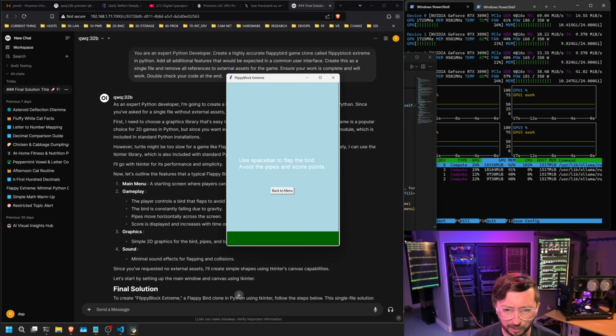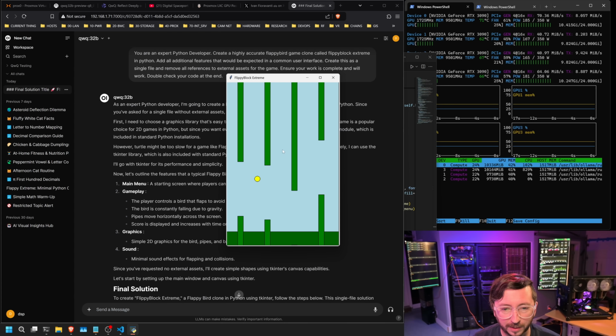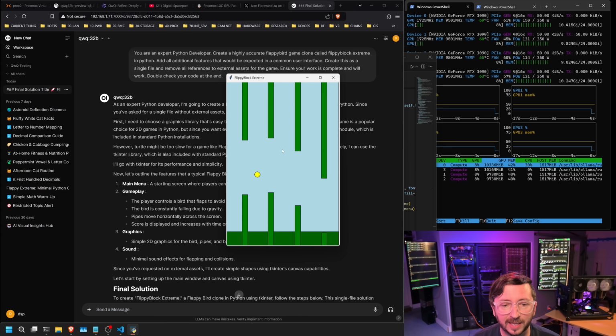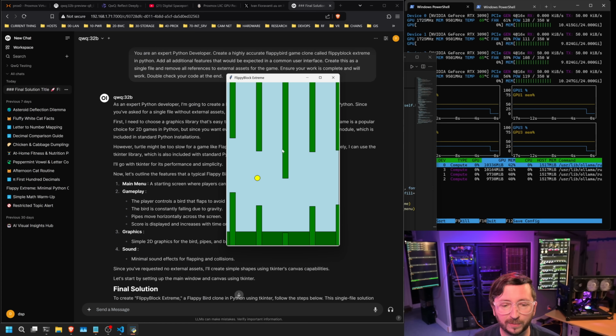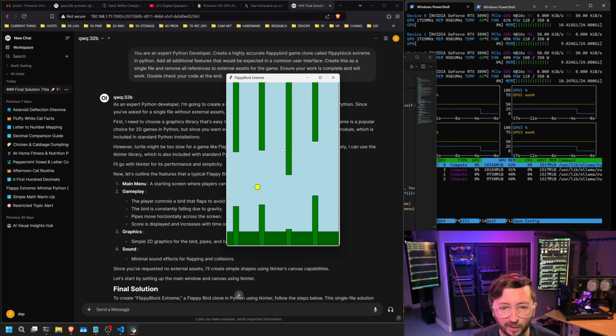Use the spacebar to flap the bird. Avoid the pipes. Okay, that works. Ooh. Well, now. This is actually pretty decent. Okay. This is the best that I've seen so far. This is for open source. We are coming really far.